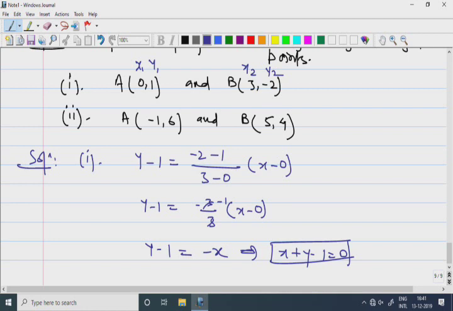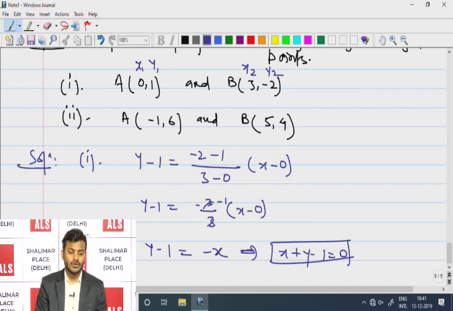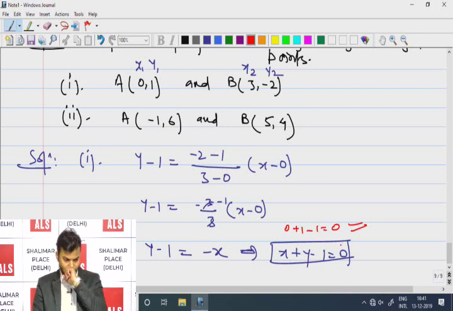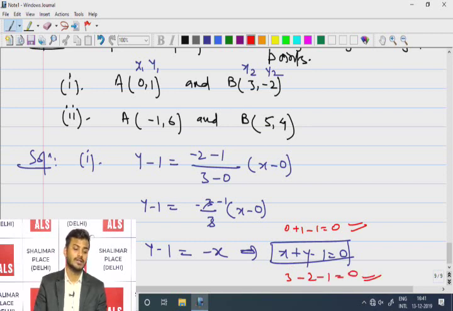Well, there is a way in which you can check whether the answer you have got on solving this is correct or not. So you can always do this, right? Does this point (0, 1) satisfy? Yes, 0 plus 1 minus 1 equals 0. So it is satisfying. Similarly, what about the point (3, -2)? The value of x is 3 and the value of y is minus 2. Yes, this is also satisfying, right?